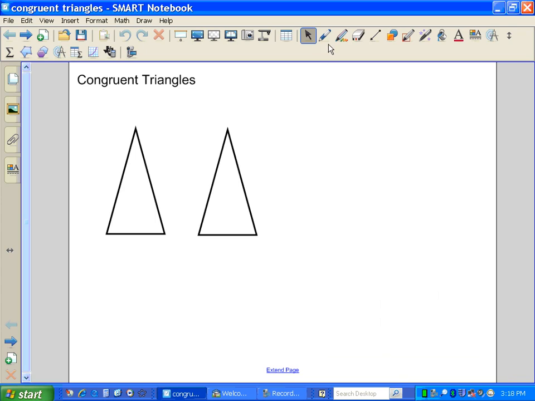Welcome to the video about congruent triangles. When we say congruent, we mean triangles, or this would apply to any shape, that are the same shape and exactly the same size.